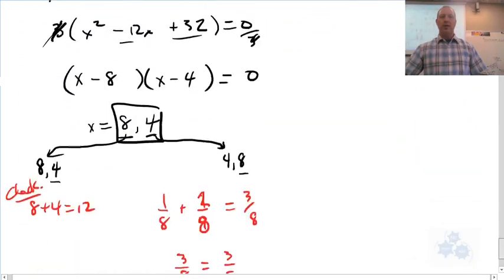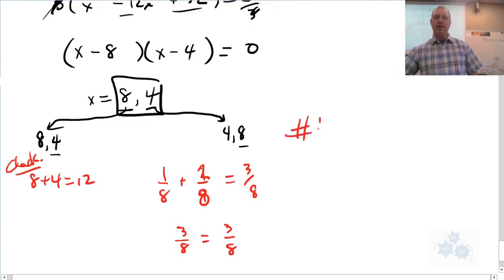So there you go. Your answer is the numbers are 8 and 4. You want to write that as a sentence. Numbers are 8 and 4.